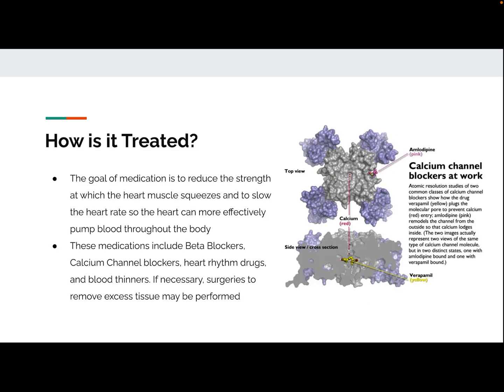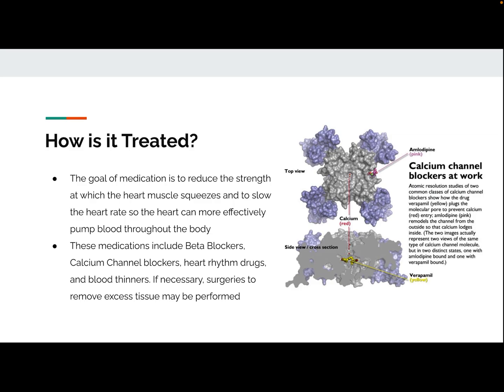How is it treated? So the goal of medication for this disease is to reduce the strength at which the heart muscle squeezes and to slow the heart rate so the heart can more effectively pump blood throughout the body. Some of these medications include beta blockers, calcium channel blockers, heart rhythm drugs, and blood thinners. If necessary, surgeries to remove excess tissue may be performed.